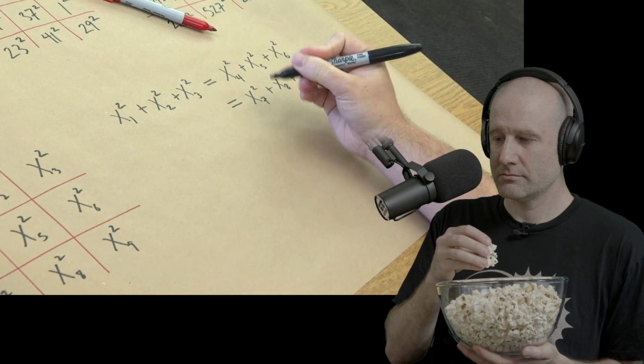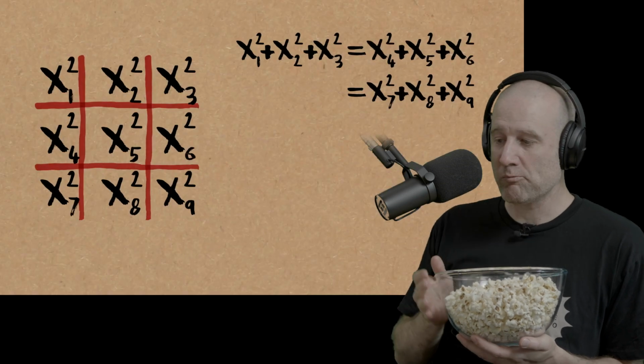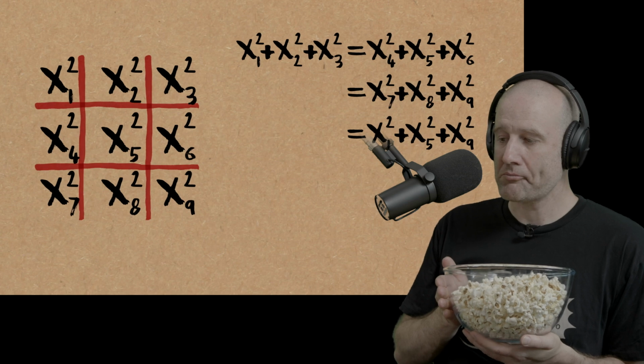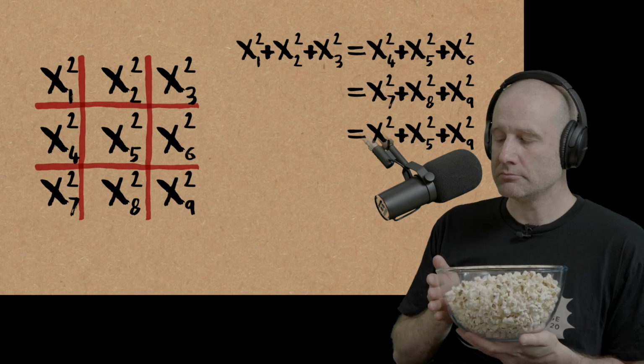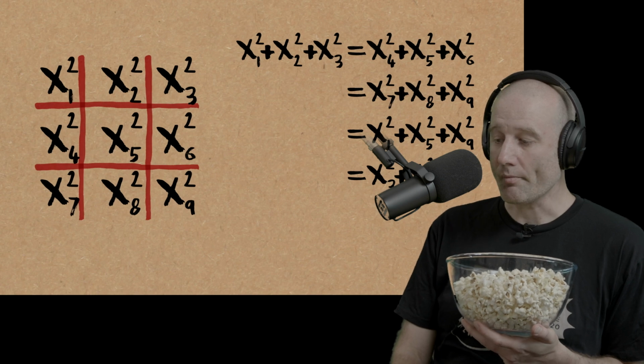I also need to know that this sum is the same as the sum of the 2 diagonals. So let me do those next. Yep. So there's x1 squared plus x5 squared plus x9 squared. And then the other diagonal, so it'll be x3 squared plus x5 squared plus x7 squared.